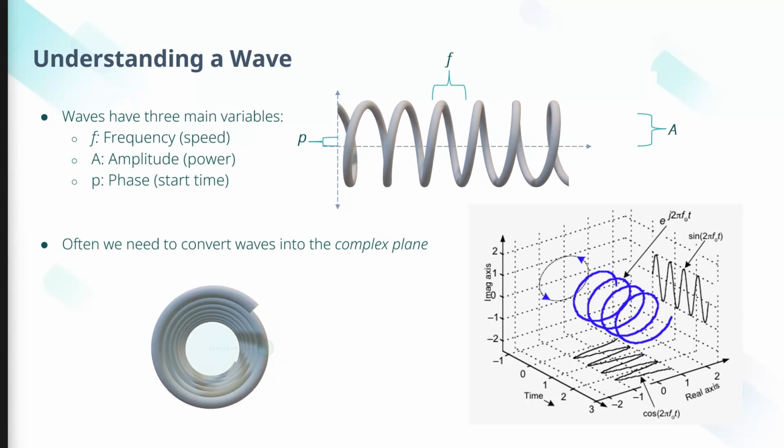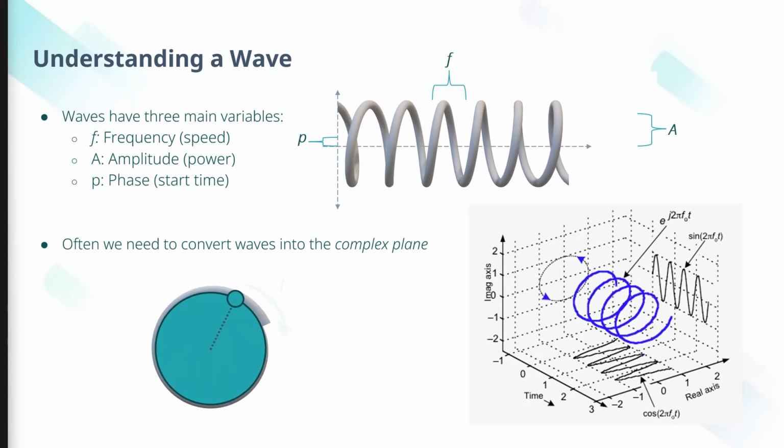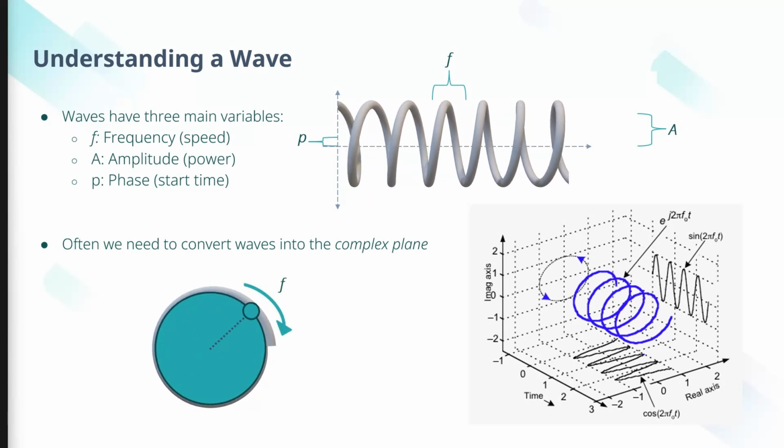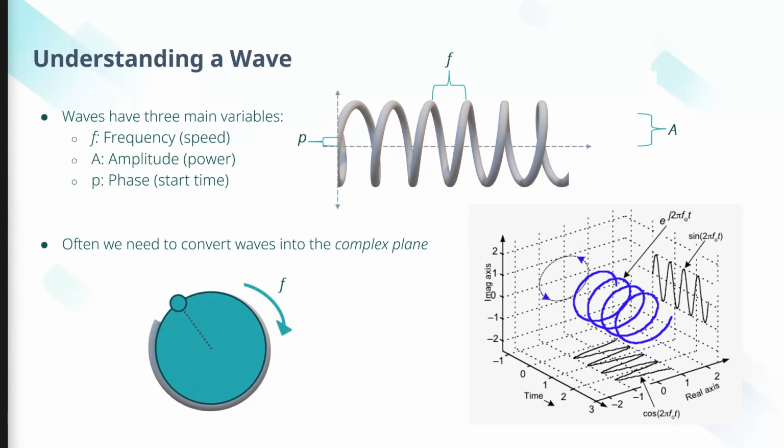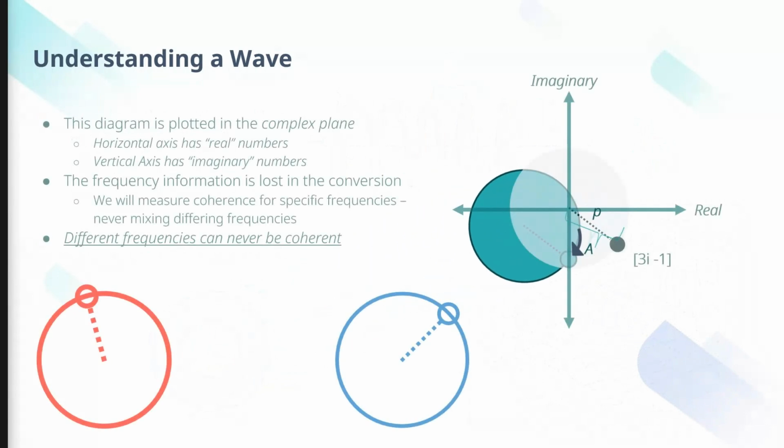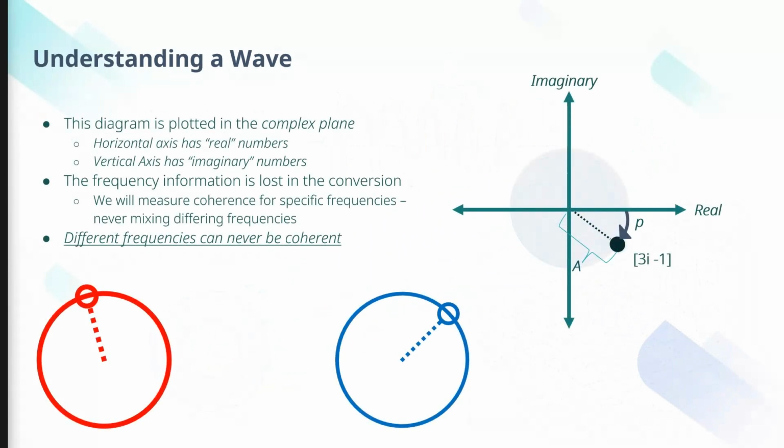And notice here that we still have a lot of the same variables. We still have our frequency, the speed that the spring is moving. We can still see the amplitude, because that's just the height of the spring from the center. And most importantly, we have a really good view now of the phase, the start point of the spring. And what we do with this sort of model is move it into the imaginary or complex plane.